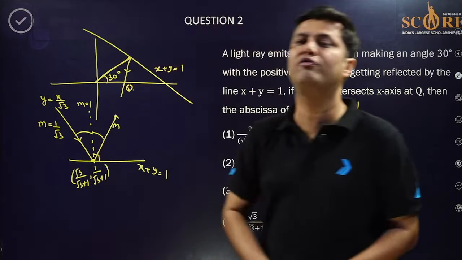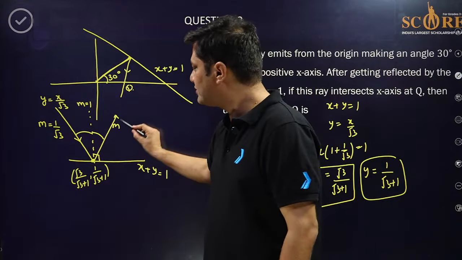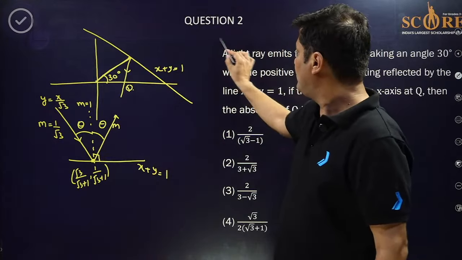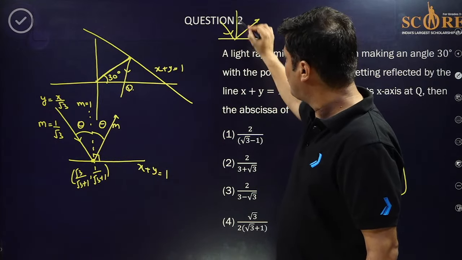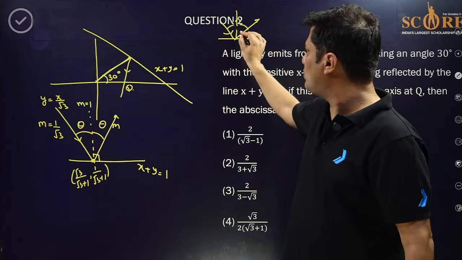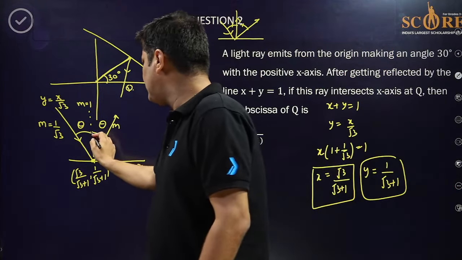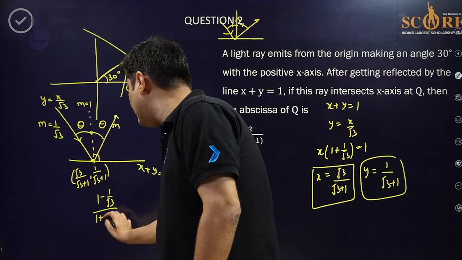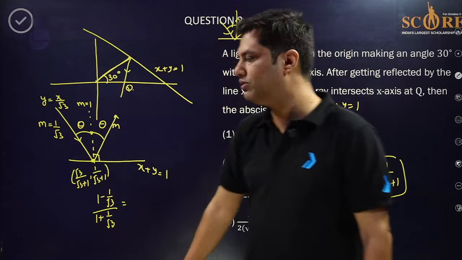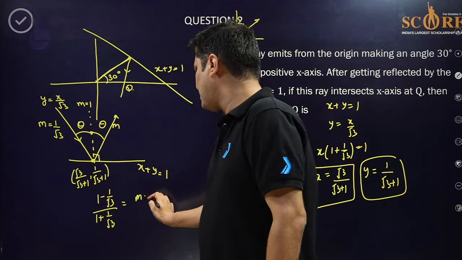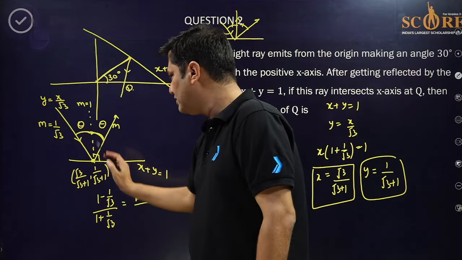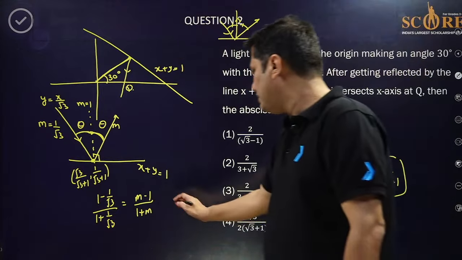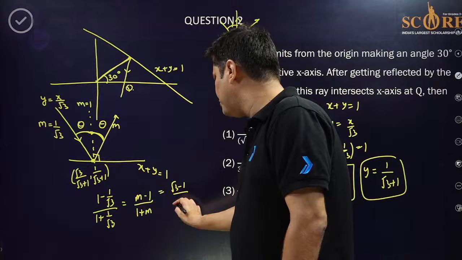Now how to find the slope of this line? Let's apply tan theta, because this is theta, this is theta. You know that when the incident ray and reflected ray are there, this is the normal. The normal always bisects the angle, so these two angles are the same. So tan theta is m1 minus m2 upon 1 plus m1 m2, that is 1 minus 1 by root 3 upon 1 plus 1 by root 3. That should be equal to m minus 1 upon 1 plus m, since this angle's tan theta equals this angle's tan theta. So ultimately the answer is root 3 minus 1 upon root 3 plus 1.